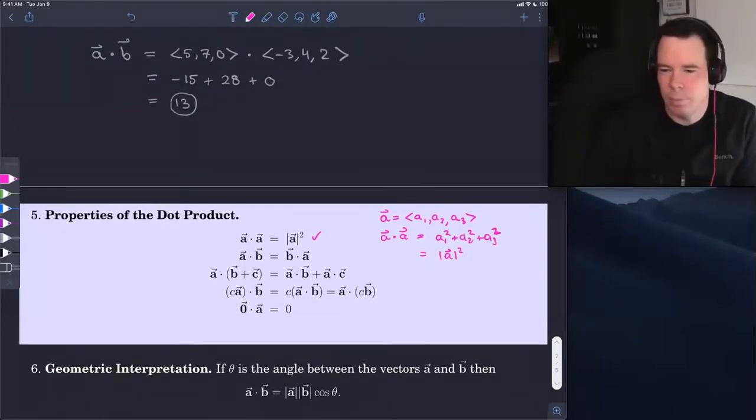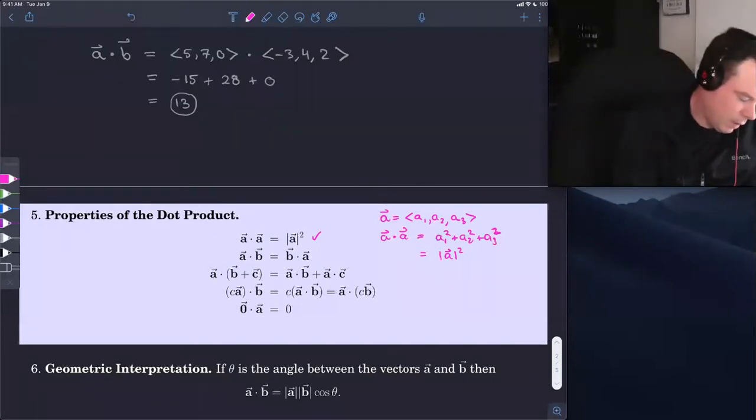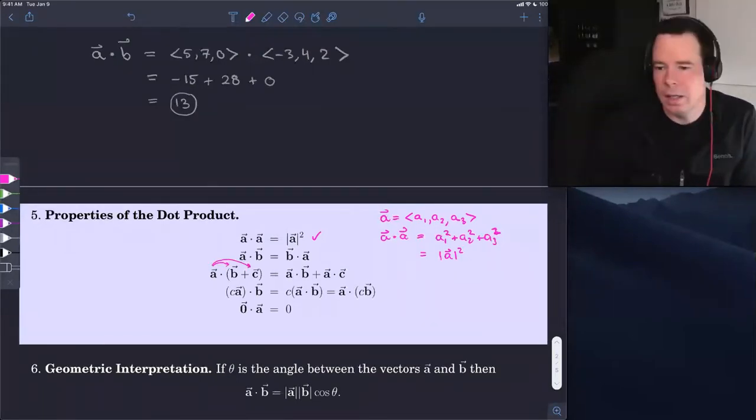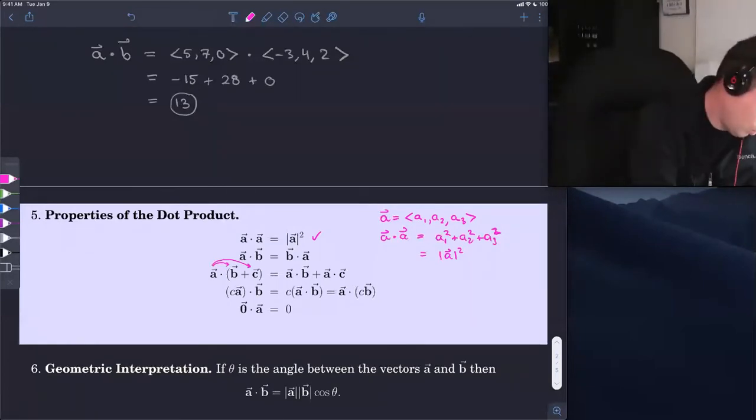We also have that the dot product distributes over addition. So if I have a vector and I dot it with the sum of 2 vectors, I can distribute it across, and I get A dotted with B plus A dotted with C. So this is known as the distributive property. I'll write that down here, distributive property.